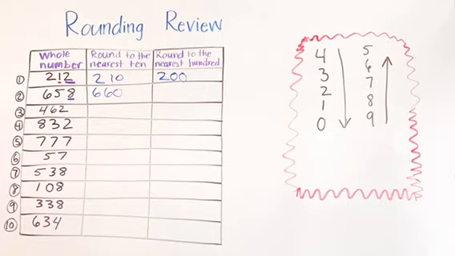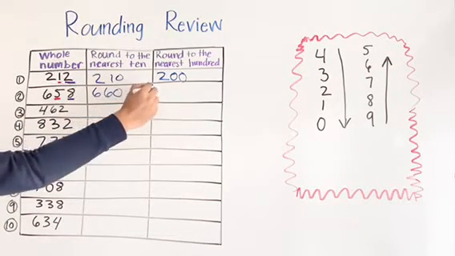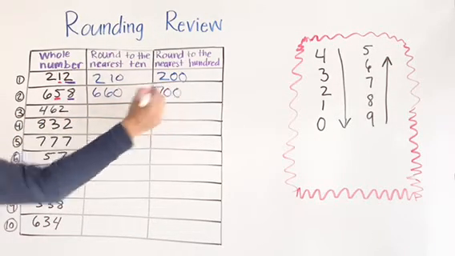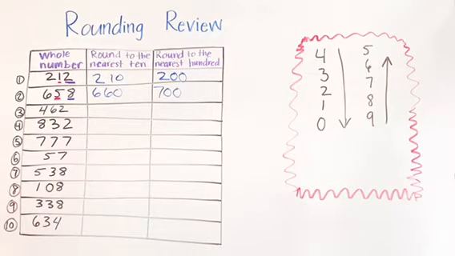Now we're going to look at the hundreds, so we look at the tens place, and the tens place has a 5. We look on the right hand side, at the 5, we look at the arrow and it says we're rounding up. So is it closer to 600 or is it closer to 700? Hopefully you guys said that it's closer to 700.